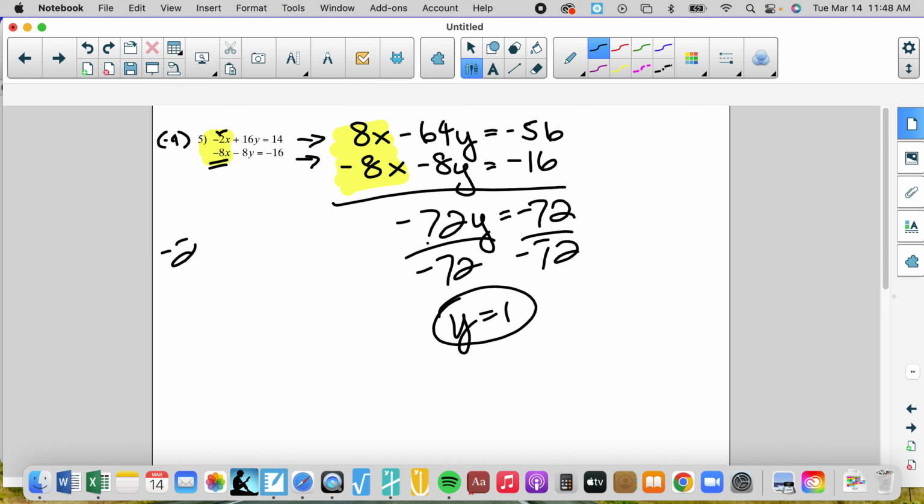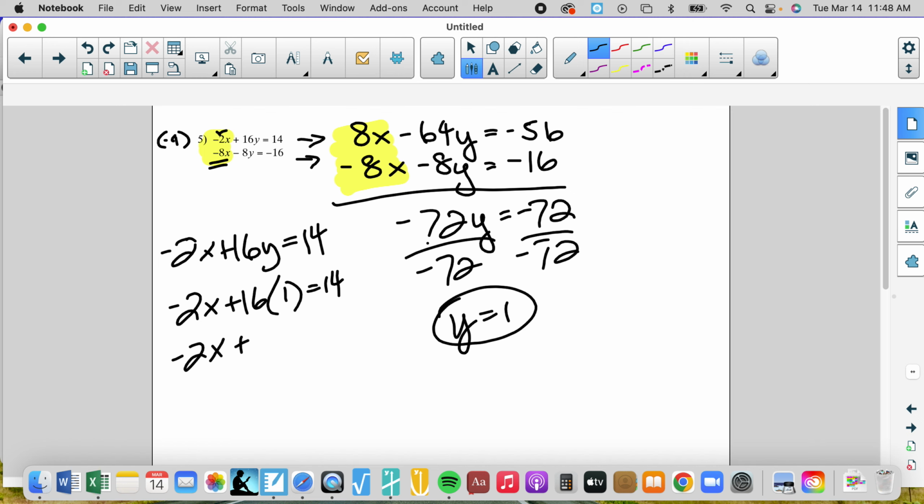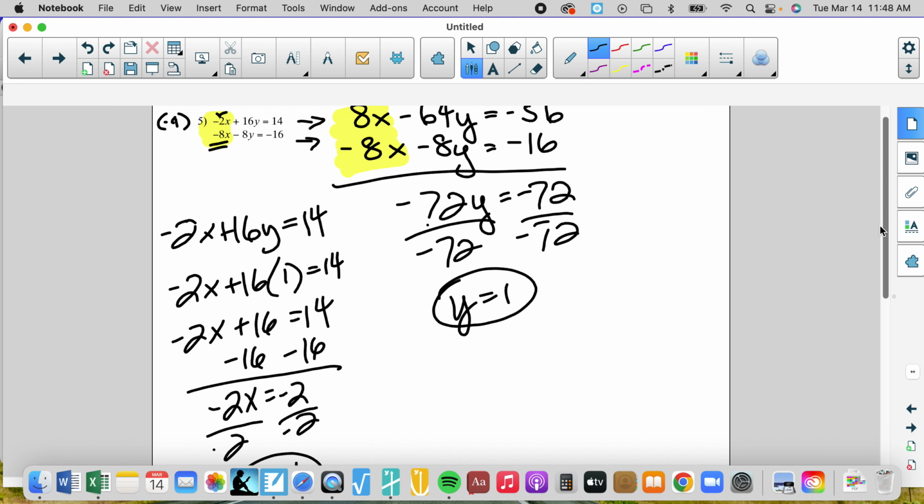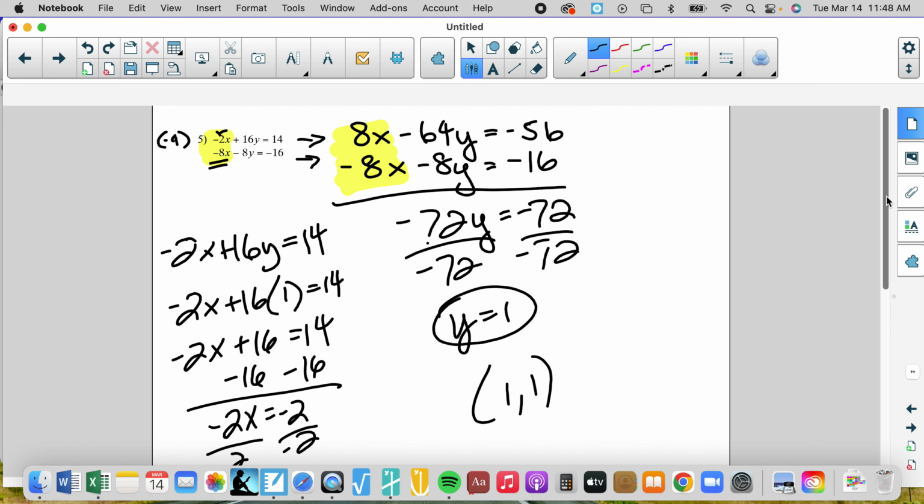Let's choose the top equation this time, just for kicks and giggles. Negative 2x plus 16 times 1 equals 14. Negative 2x plus 16 equals 14, so negative 2x equals 14 minus 16, which is negative 2. Divide by negative 2, divide by negative 2, x equals 1. So my solution is going to be (1, 1). Let's check. Yep, that worked.